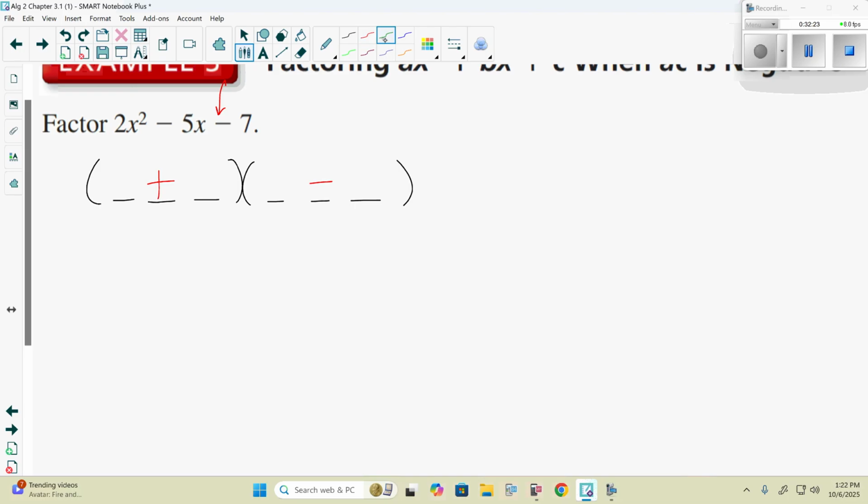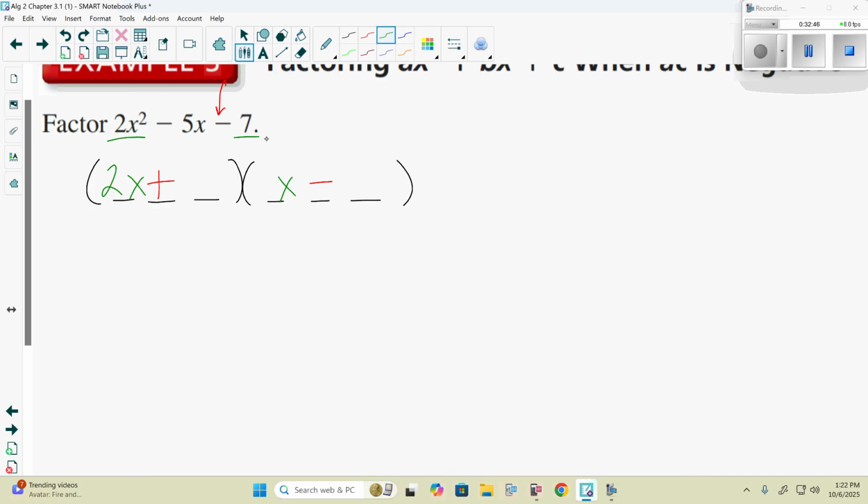Factors of the first and third term. Well, 2x squared, we would have x and x. Factors of 2, well, we just have 1 and 2, yes? Doesn't really matter. I'm going to put the 2 in the first, 1 in the second. Factors of 7 are 1 and 7.